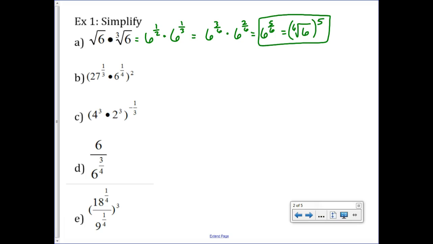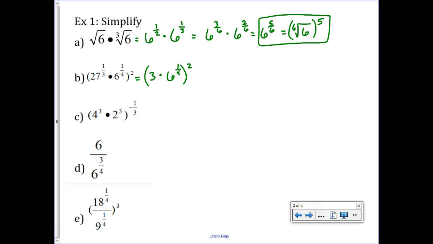Okay, then for part B, I have 27 to the 1/3 and I have 6 to the 1/4. I'm multiplying those, and all of that is squared. Right now, they don't have the same base, so I can't put those two together. But I notice that 27 to the 1/3 is a power that I should know. The cube root of 27 is just 3. And then I have 6 to the 1/4, so that's the 4th root of 6. I'm just going to leave that as 6 to the 1/4 right now.